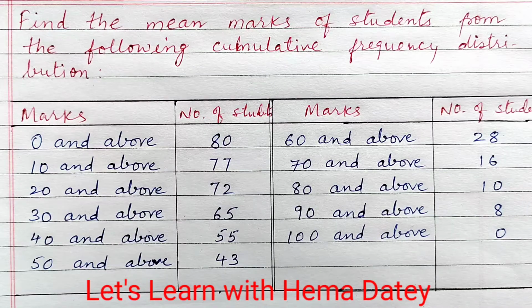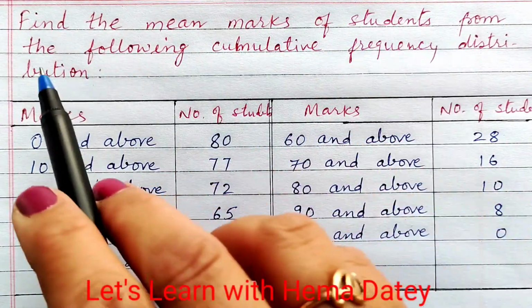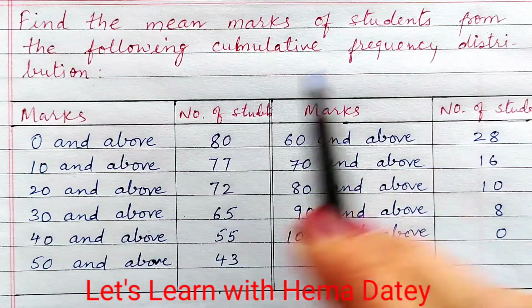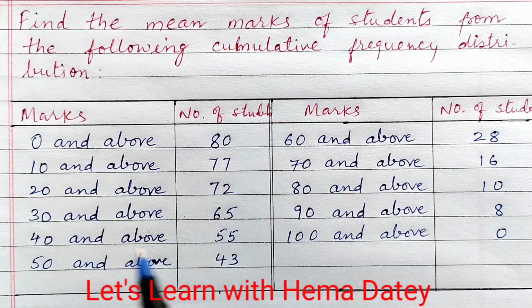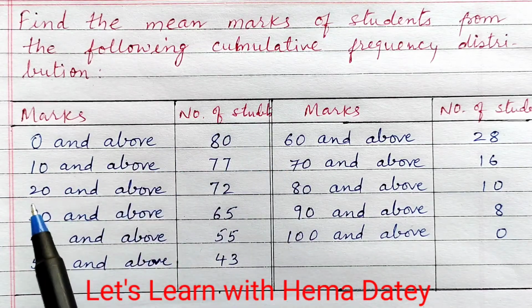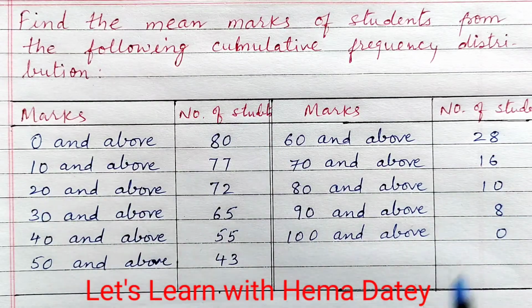Welcome everyone. Let's calculate mean when the cumulative frequency distribution is given. Here the question is, find the mean marks of students from the following cumulative frequency distribution. We are given the table, marks and number of students: 0 and above, 80; 10 and above, 77; 20 and above, 72 and so on. So we are given this table.